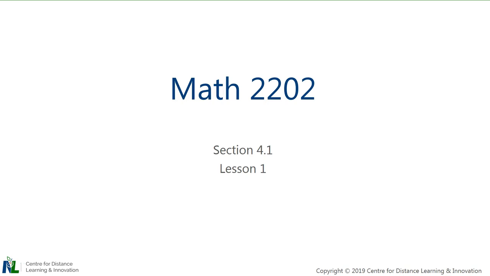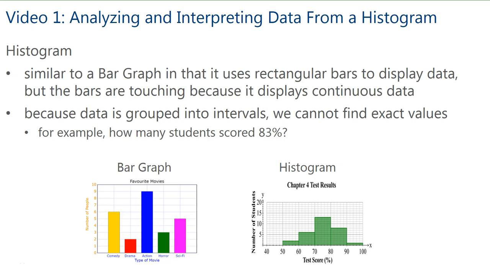Welcome to Section 4.1, Lesson 1. Here we will analyze and interpret data from a histogram. Now, a histogram is similar to a bar graph in that it uses rectangular bars or bins to display data, but the bars are touching because it displays continuous data.